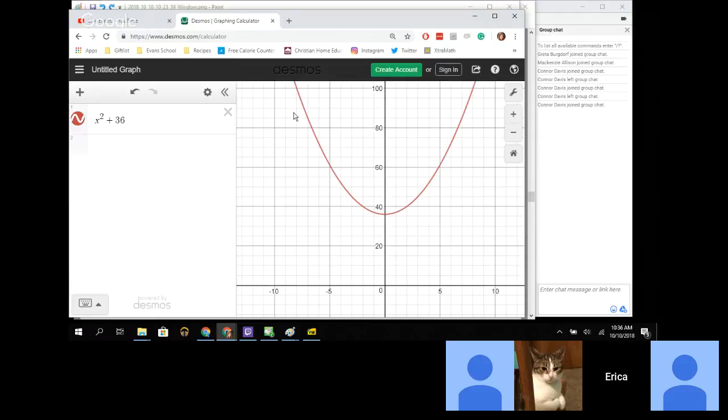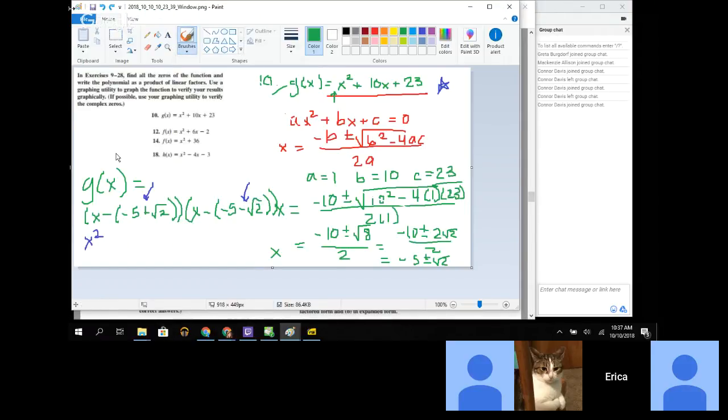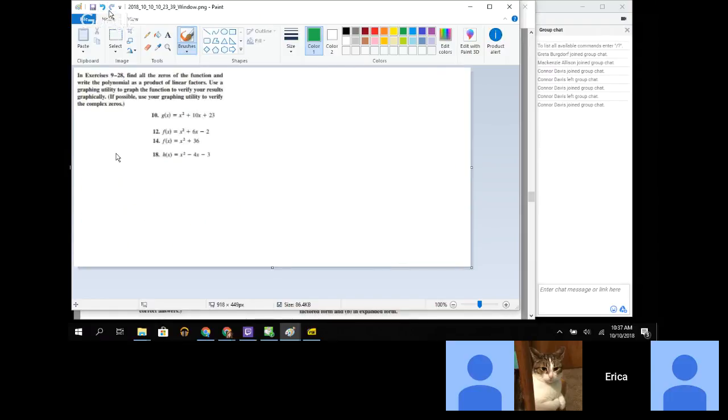Nope, right? It doesn't cross 0 at any time. So my numbers are all going to be in the complex realm. What do you notice about this one, though? If it was x squared minus 36, we would really like that, right? X squared minus 36 we know is a perfect square. X squared plus 36 equals 0. We don't know how to deal with that. Right? So a couple things you could do.